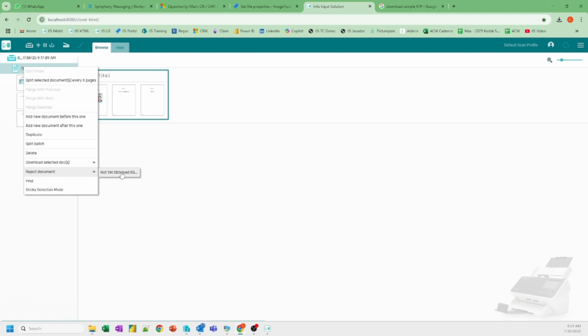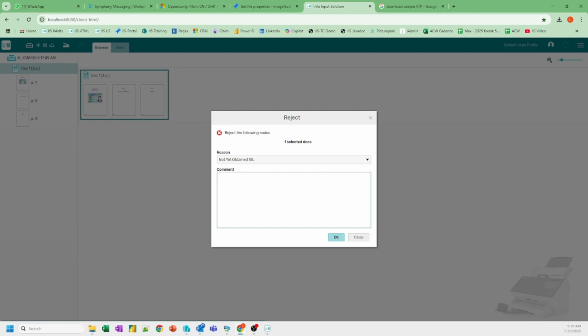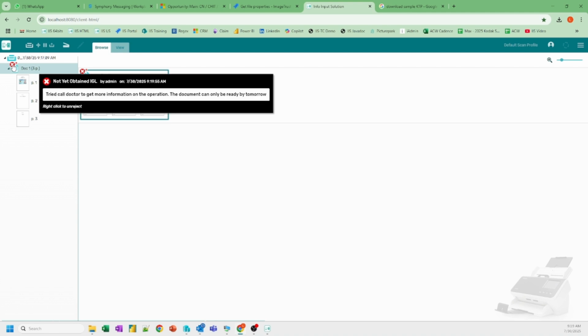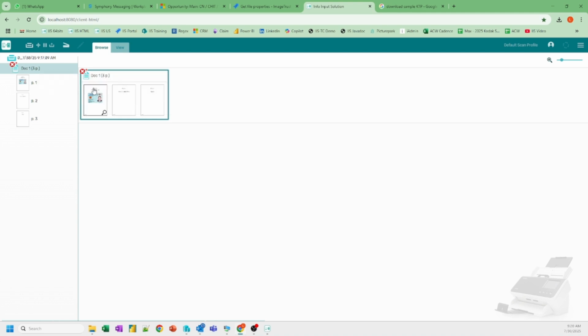I can reject the document and there is one message here saying not yet obtained the IGL, and I can start putting in some of my own message. So we can say, try to call the doctor to get more information on the operations. The document can only be ready by tomorrow. Once I save this, you can see that it is now marked with a cross. It means that this document I cannot continue to process, and I will now route it to the other department.